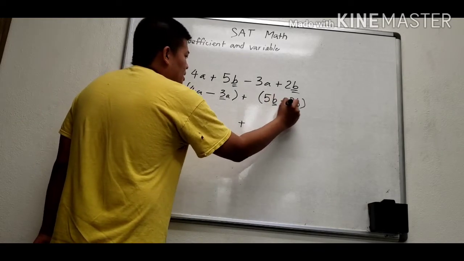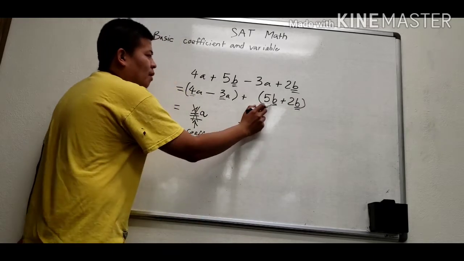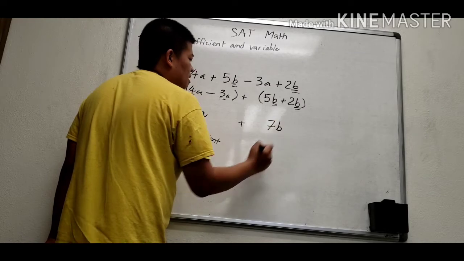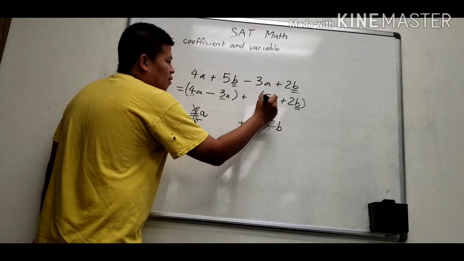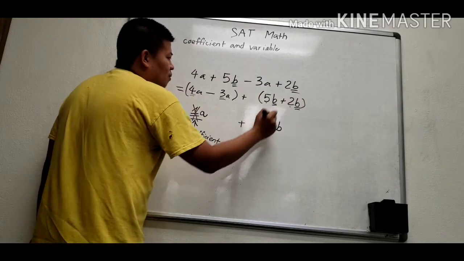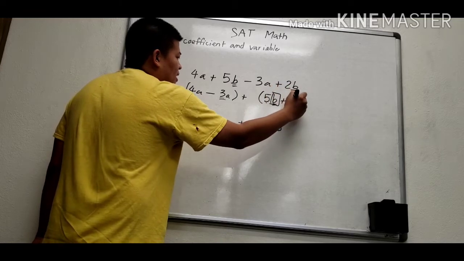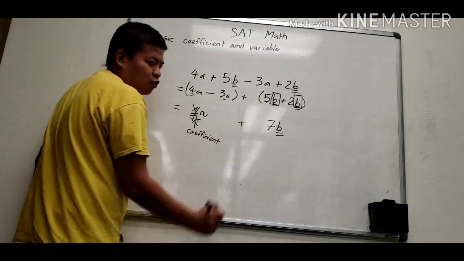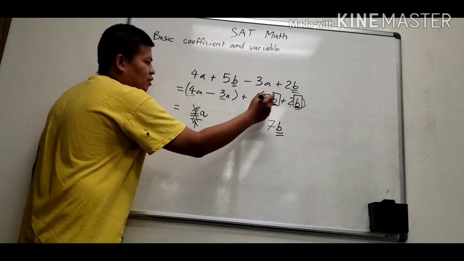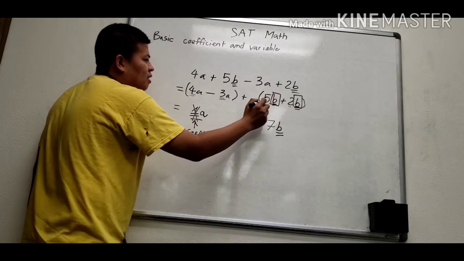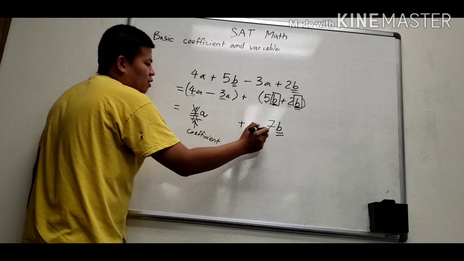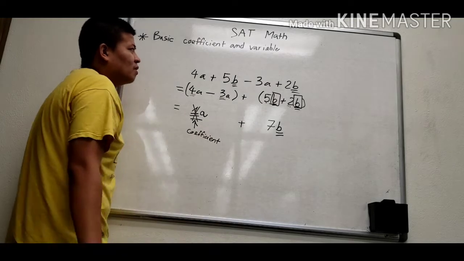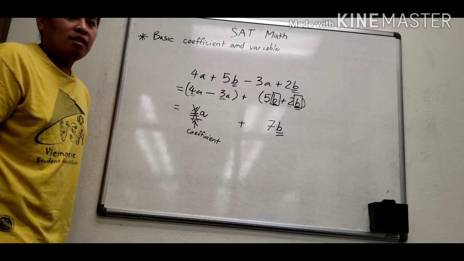We have b and b here. 5 plus 2 is 7, so 7b. You can see that 5 plus 2, but the variable is the same one. That's why in the end result you should keep b, but you change the coefficient, because the coefficients sum together with the same variable. This is the technique in SAT maths.